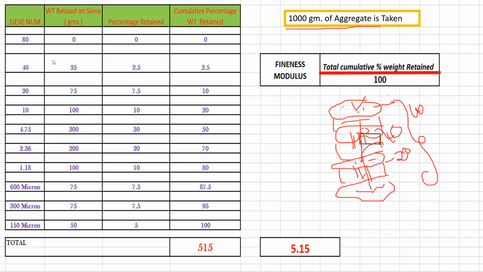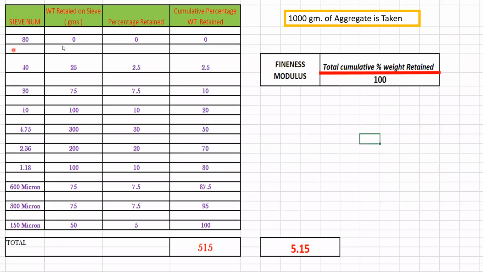So we'll try to see that. Let us say on 80 mm nothing is retained, so I've written it here 0. On 40 mm sieve, let us say 25 grams of the aggregate is retained, so I've written 25. On 20 mm, let us say 75 grams of the aggregates is retained, I've written 75 here. On 10 mm sieve, 100 grams of aggregate is retained, so written 100. In this way, whatever aggregate is retained, you have to measure it with the help of a weighing machine, and based on that, you have to write it here.